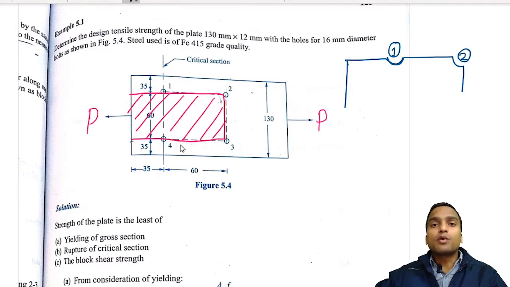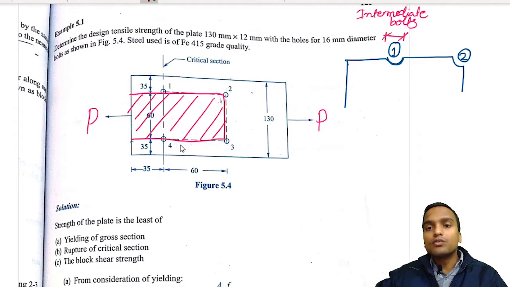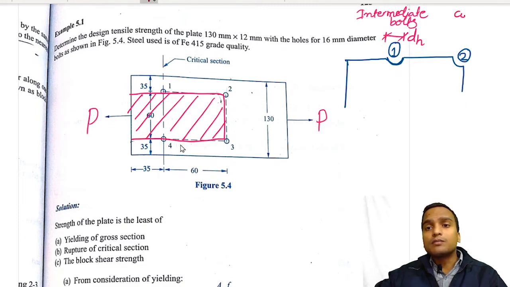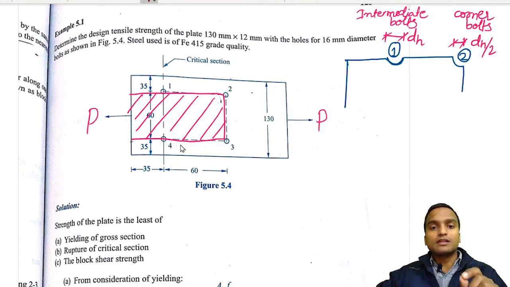It is very important to see the difference here. In case of intermediate bolts like 1 and 4, we have to take the full diameter of the hole, DH. Whereas in case of corner bolts like 2 and 3, we have to take only half of the diameter of the hole. You have to think a little carefully, and this is where students make mistakes. At the corner bolt you have to use only half of the diameter of the hole.